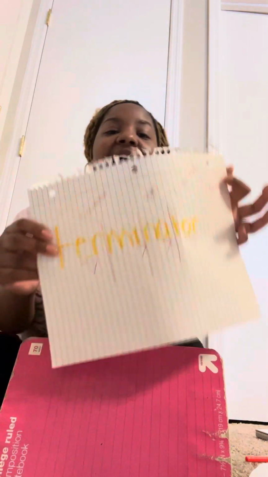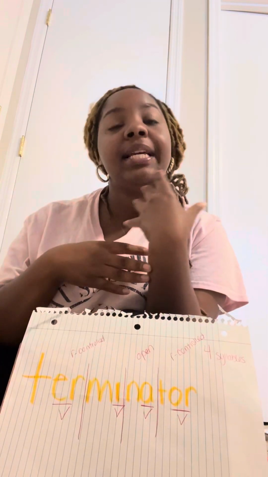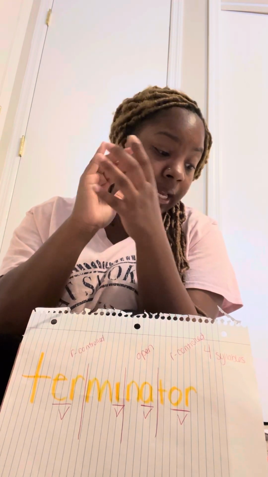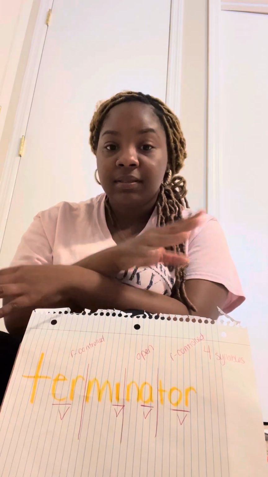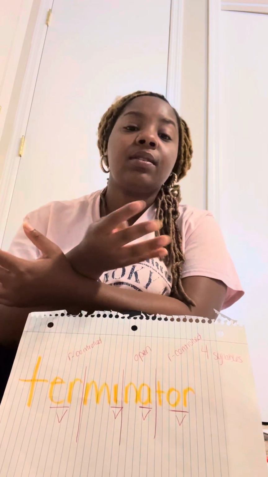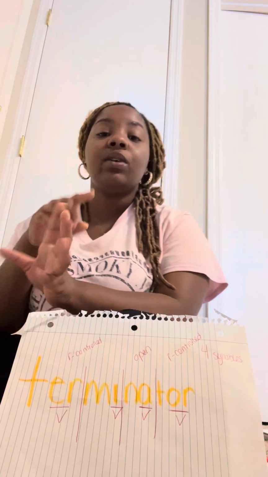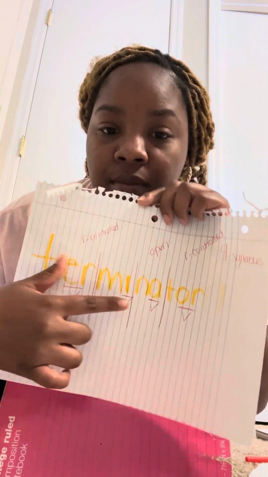So the next word is terminator. Okay, so let's first clap it out to see how many syllables there are. Terminator. There are 4 syllables in the word terminator. So let's see where the vowels are, or how many there are, because we know there are going to be at least 4 vowels because there are 4 syllables. So we have the ER vowel, the I vowel, the A vowel, and the OR vowel.